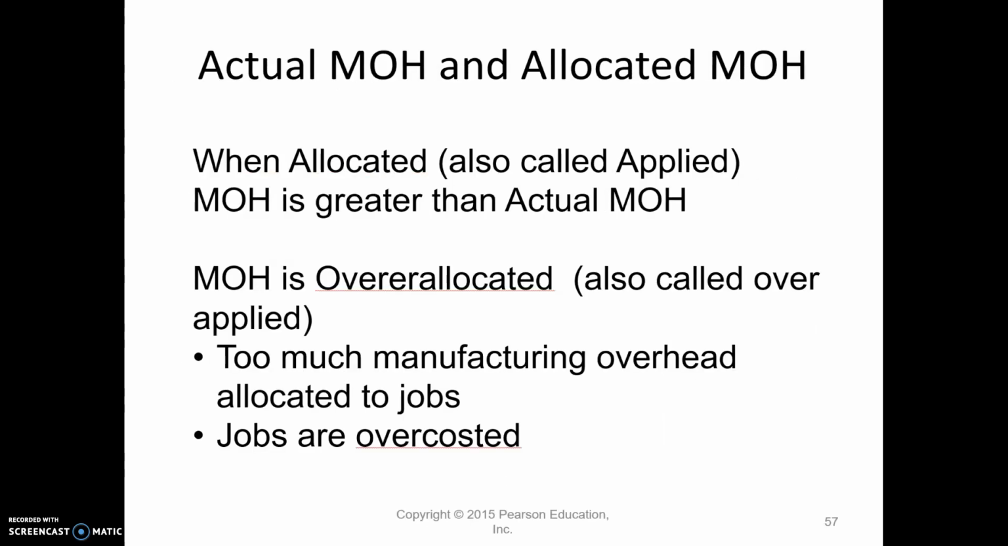If we allocated more manufacturing overhead than we actually incurred, then manufacturing overhead is over allocated. That means we put too much manufacturing overhead on the jobs, so we overcosted the jobs. That's not good either. Because you're thinking, okay, well, we covered all of our manufacturing overhead, but if we're overcosting our jobs, we may be pricing our jobs too high, we could be losing customers, right? So we know it can't be perfect, but we want to get it as close as possible.